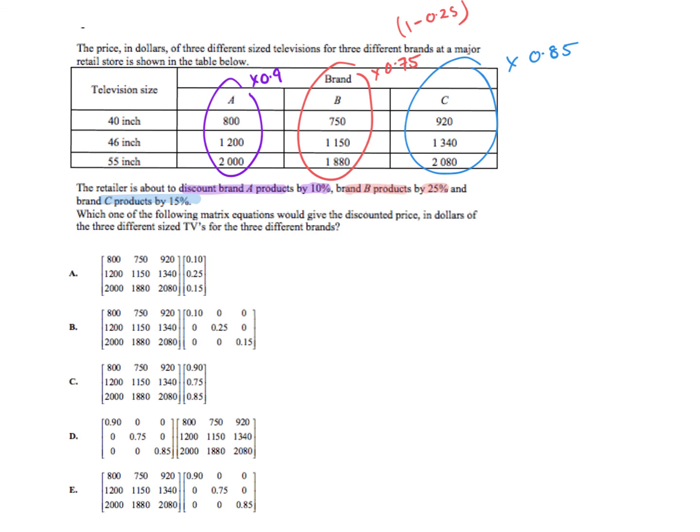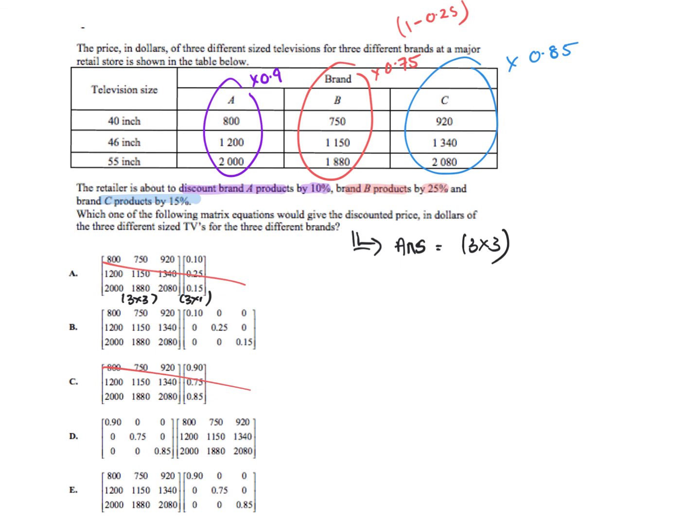So if you think about it, they ask which of the following matrices would give the discounted price in dollars for the 3 different size TVs and the 3 different brands. So your answer still needs to be a 3 by 3. You still need to have the 3 brands and the 3 categories. So you could quickly go, this is a 3 by 3 with a 3 by 1. Is that going to give me a 3 by 3? No, get rid of that option.